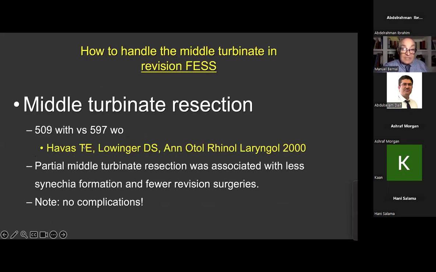Well, this guy studied 509 with and 597 without resection of the middle turbinate, okay? And he concluded that a partial middle turbinate resection was associated with less synechia formation and fewer revision surgeries. And note, not associated to complications, okay? So a partial resection, I would say, of the head and the inferior third is probably helpful. And otherwise, you can still do the bulgarization, scarification of the mucosa of the septum and the medial aspect of the mucosa of the middle turbinate, or you put a stitch through the septum.